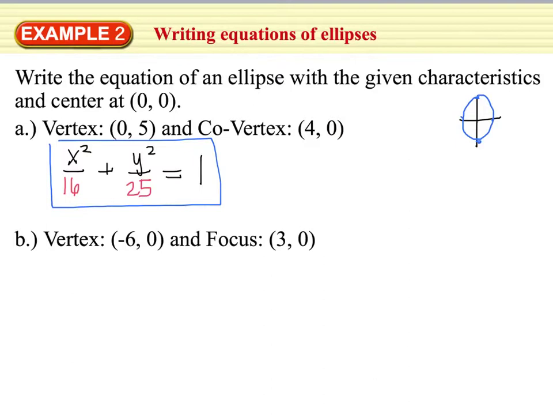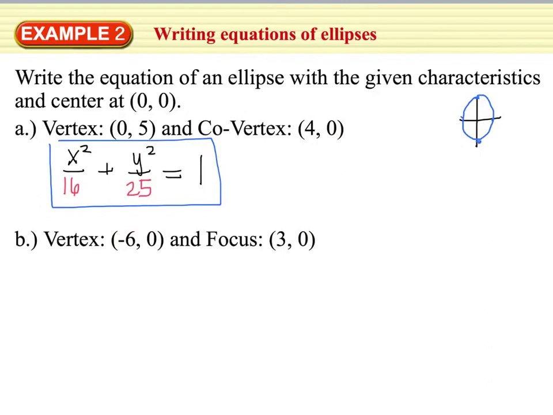Now, for part B, we're given that we have a vertex at negative 6, 0 and a focus point at 3, 0. So because my focus point lies on the x-axis along with my vertex, that tells me I have a horizontal major axis and that my value below x squared is going to be greater than the value below y squared. Because I'm given the vertex, I actually know my a value. I have to go and find my b value.